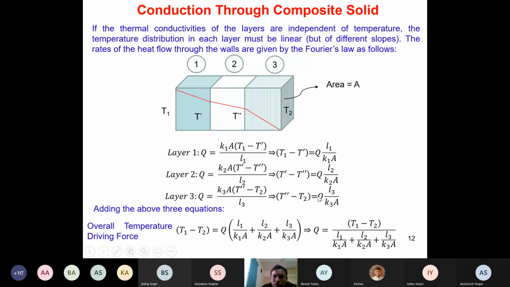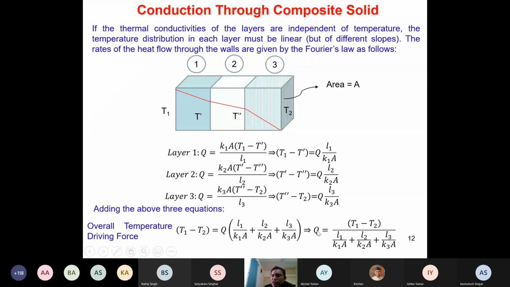So from these three equations, we have obtained the temperature difference for layer 1, layer 2, and layer 3, and all these temperature differences we can add. By adding them, we get the overall temperature difference, or overall temperature driving force, which is nothing but T1 minus T2. So T1 minus T2 is obtained as Q times the bracket L1 by K1A plus L2 by K2A plus L3 by K3A. This bracket term is nothing but the total resistance.